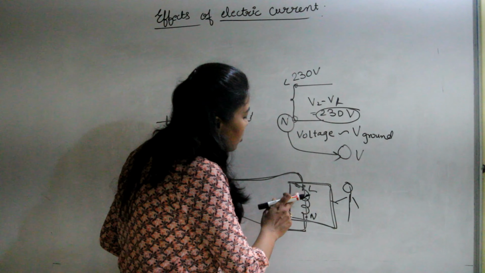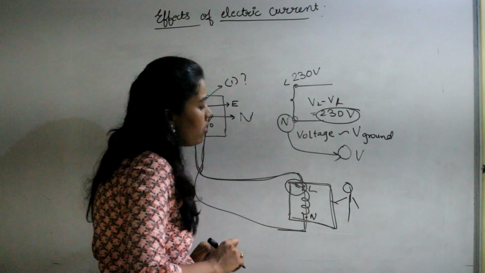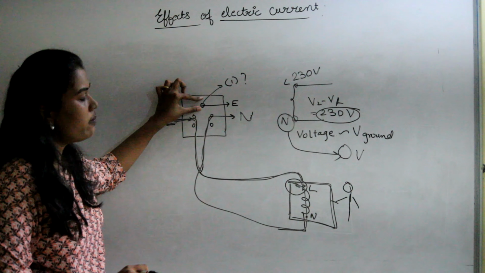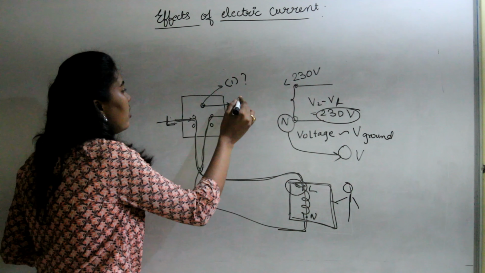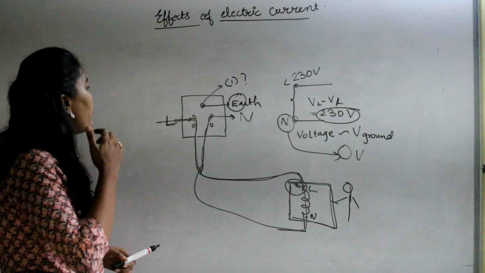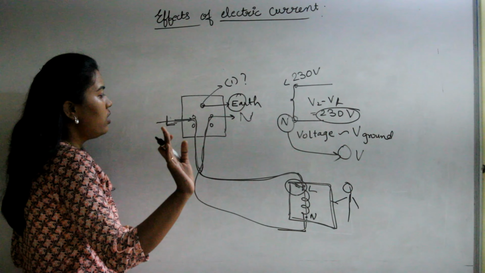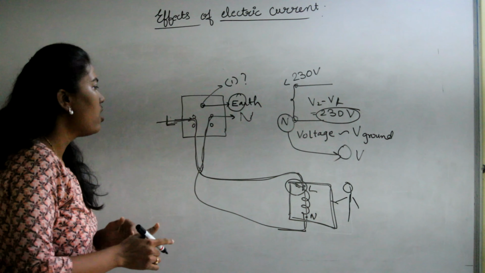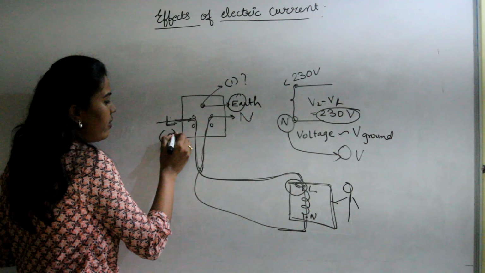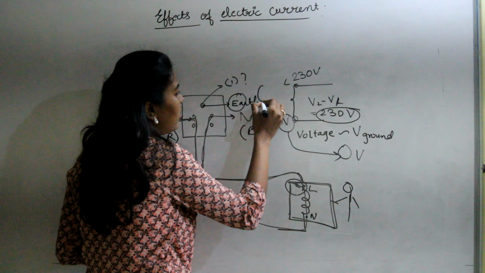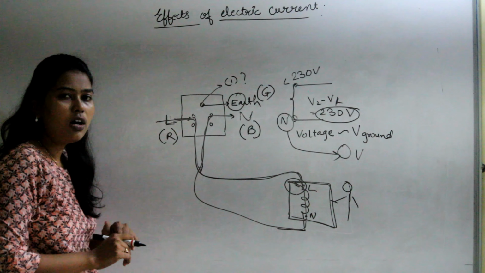So what can we do to avoid this? To avoid this, we have a third terminal in the switch, that is called an earth terminal. There are some basic color combinations in India. The live wire is usually red color, the neutral wire is black color, and the one with green color is the earth wire.